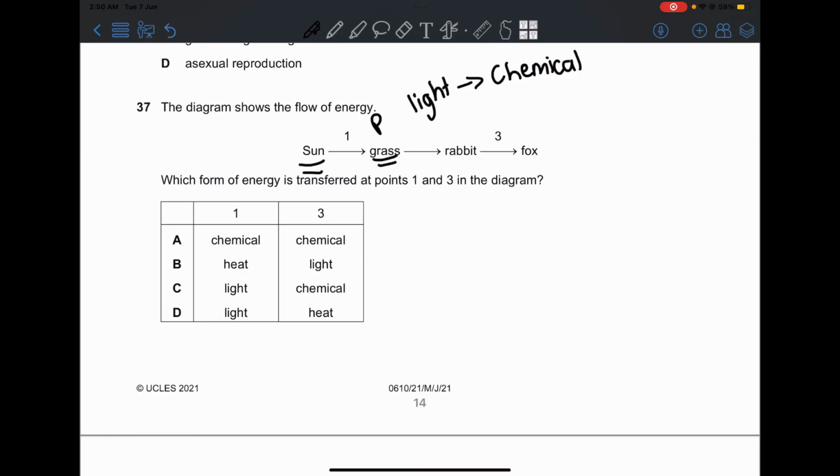So we're going to be also seeing 3, rabbit to fox. This is actually chemical energy because the rabbit is being eaten by the fox. So when the rabbit is being eaten, it is going to give the fox chemical energy. So that is going to be our answer, C, light energy and chemical energy.